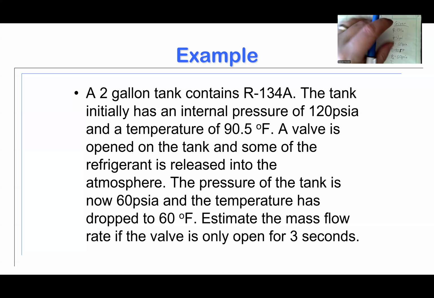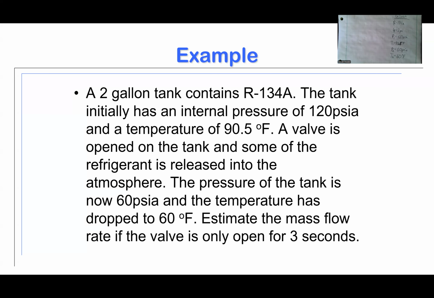So the tank's going to be open for 3 seconds, and in that 3 second span, we've got a pressure gauge on the tank, and it tells us it's now 60 psia. It was a hot day outside. 90.5 is sitting in the van, so it's just kind of become close with the ambient temperature, 90.5. And then after the valve's been cracked open, the remaining material inside expands, goes to a lower energy state. And so the remaining material inside goes all the way down to 60 degrees Fahrenheit.